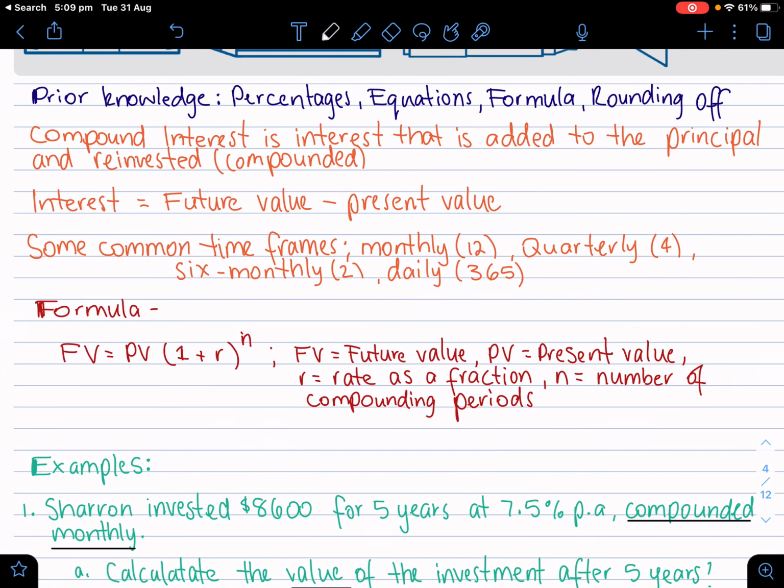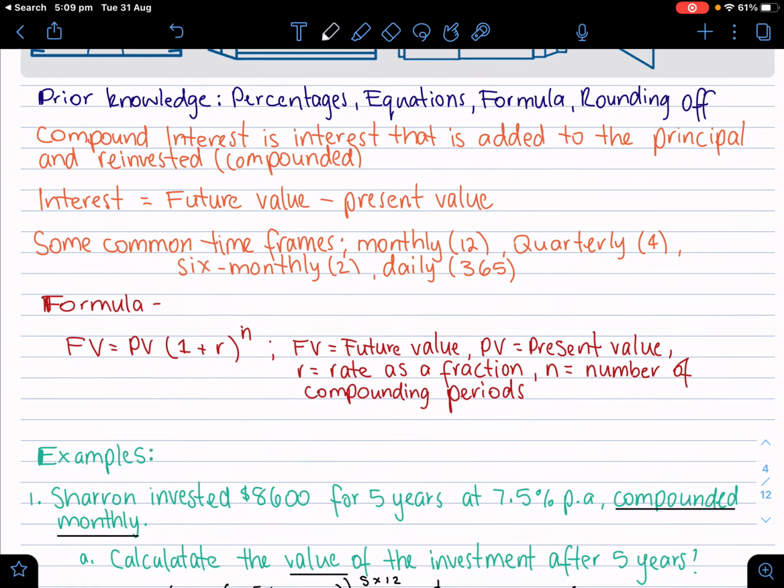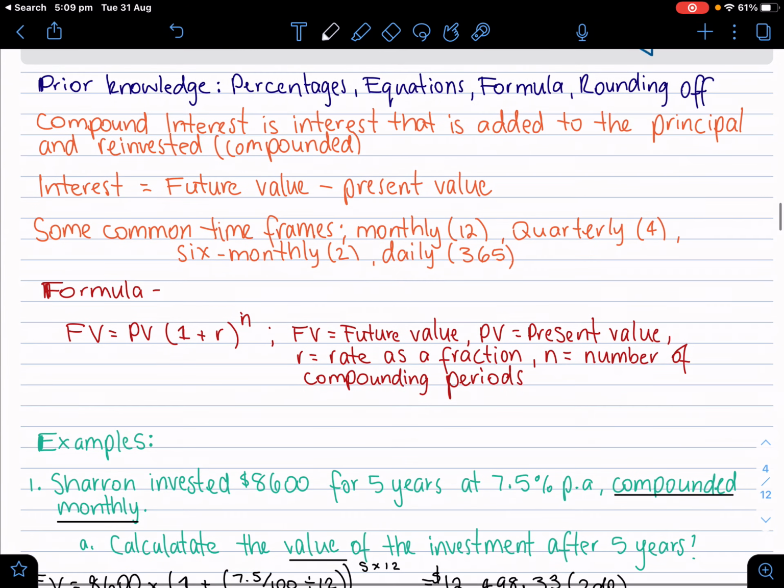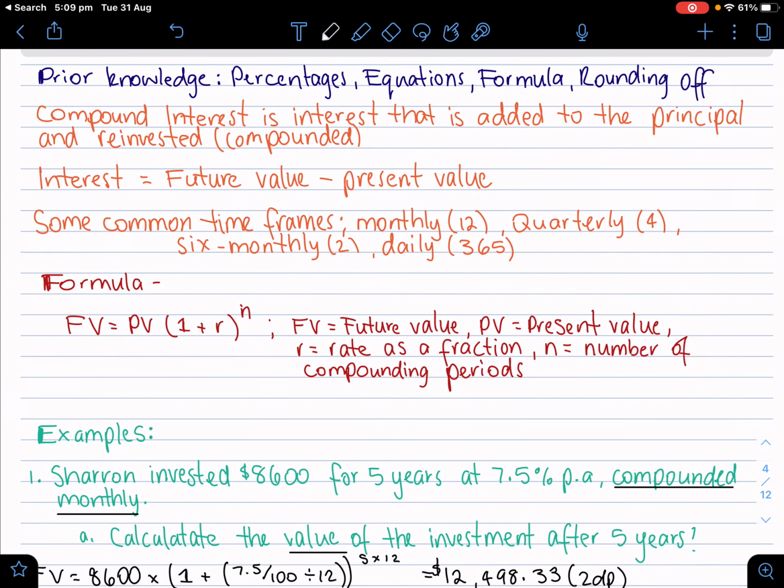Well, it's quite simple. Compound interest is where we keep adding interest to the original principal that we have, and we keep adding it and adding interest on top of that, and then we have a new principal, and we keep going. So we can compound interest either monthly, quarterly, 6 monthly, daily, or whenever really, but the question will tell you when it is.